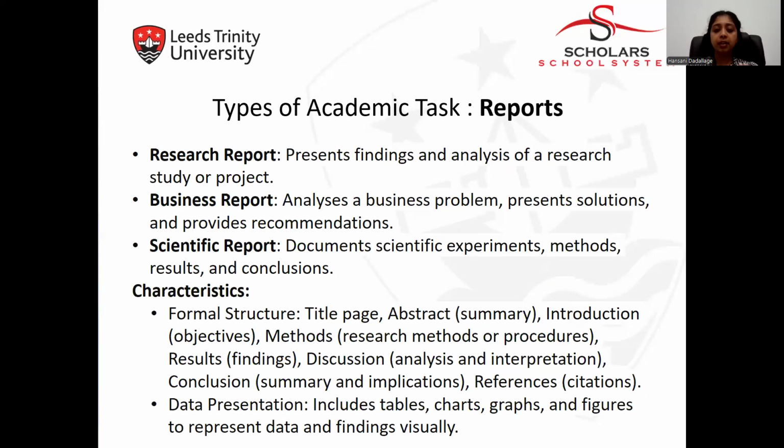So when it comes to academic tasks, reports are another type of task, and reports can be of three types according to this, which are research report, business report, and scientific report. Research report means presenting findings and analysis of a research study or a project. A business report focuses on analyzing a business problem, presenting solutions for the problem, and providing recommendations. And if it is a scientific report, it documents scientific experiments, methods, results, and conclusions.